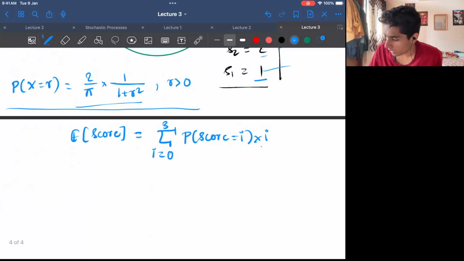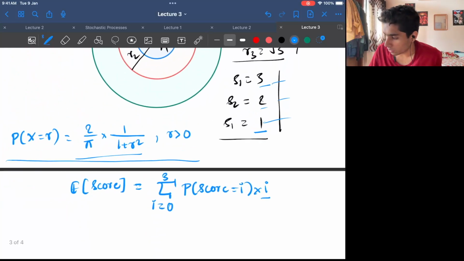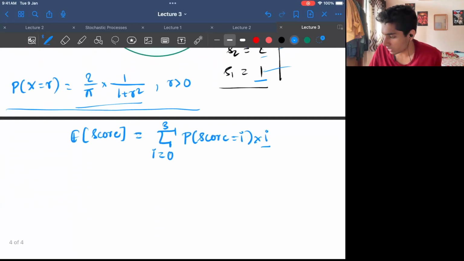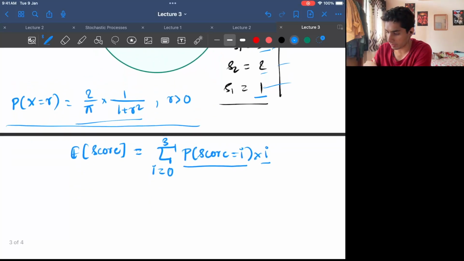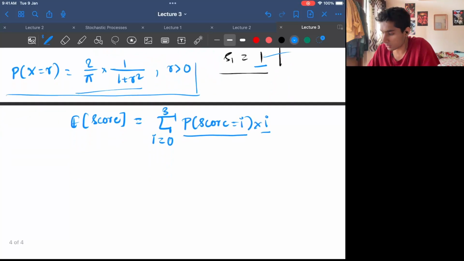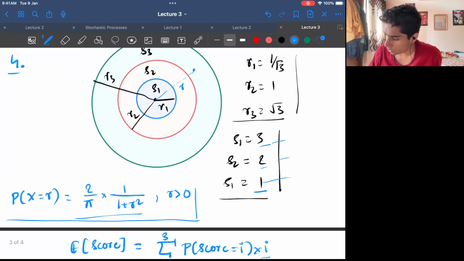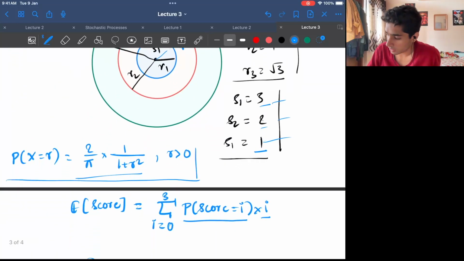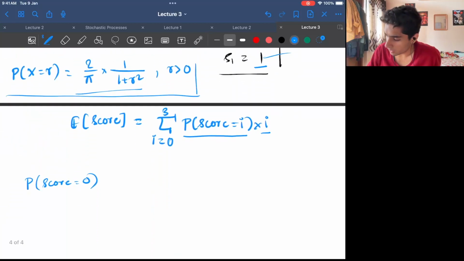Now you know what i is. i is basically 1, 2, 3 or 0. But you don't know what the probability of score being equal to i is, right? For that you can use this distribution. How will you go about it? So what is the probability that score is equal to 0? You can score 0 if you land completely outside this green circle, right? What is the probability of that?